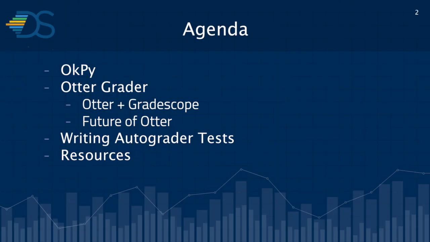So this presentation will cover a few main topics. The first of which will be OKPY, which is the primary autograder used in Data 8. We will also be covering Otter Grader, which is the new open source autograding platform being developed at the DSEP by my team, and some of the specific use cases of Otter and our hopes for its future. We'll also talk about some resources for writing autograder tests and the way that they should be structured, and then there are some resources at the end of this presentation with some helpful links.